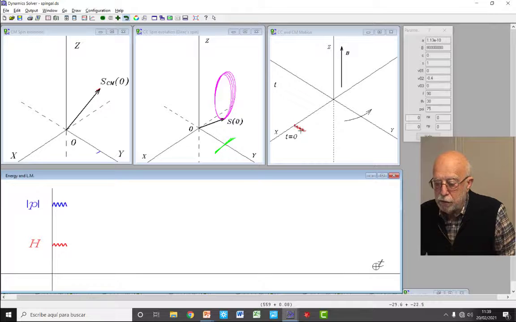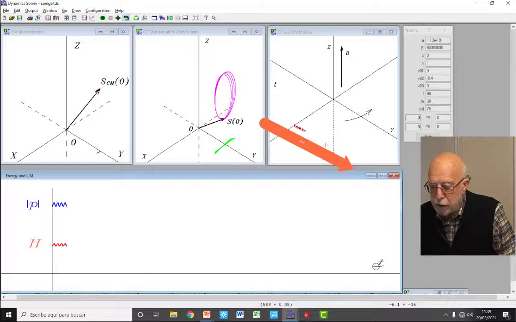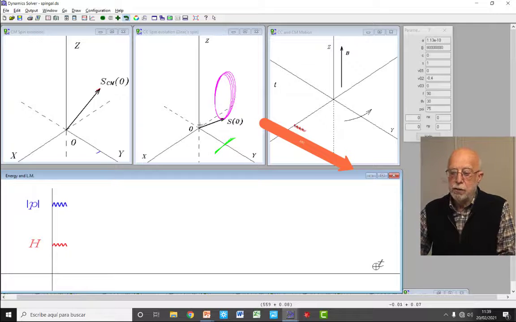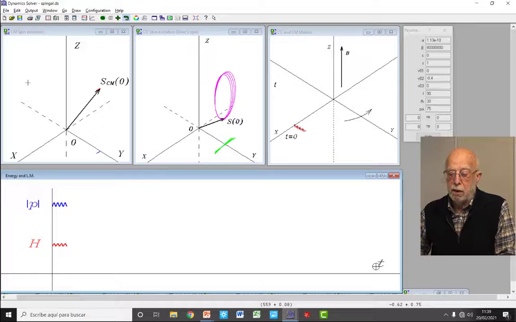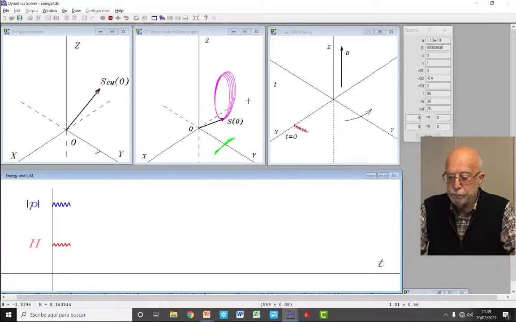The center of charge and center of mass motion is here, so the linear momentum has this direction, and the center of charge spin is moving, this is the projection, is moving in an orthogonal plane to the linear momentum. The linear momentum is changing, so this plane is changing in this way. However, the center of mass spin is like a kind of precession in this other direction. Let us continue the integration.